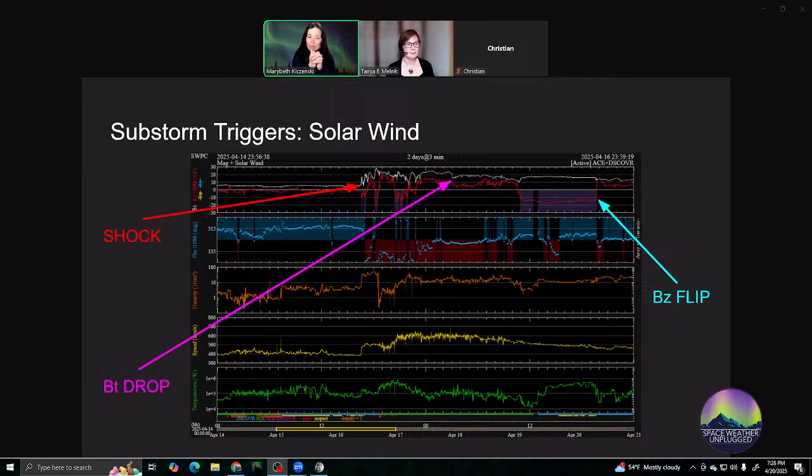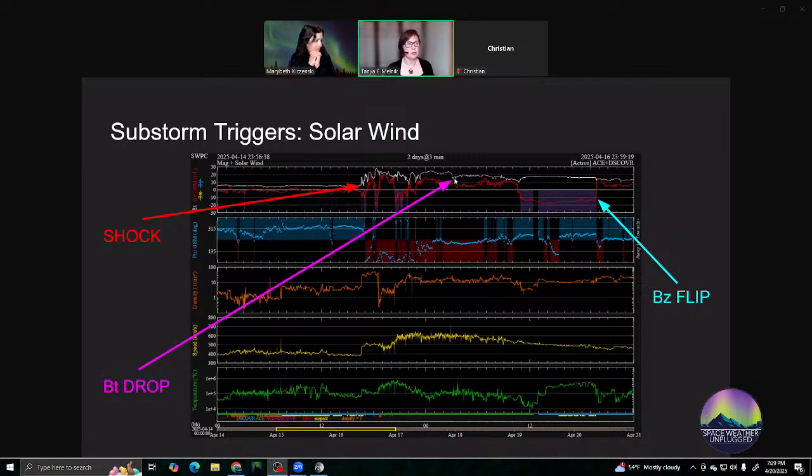But one that might not be so obvious is these beat drops in BT. That can trigger substorm activity too. And then, of course, the BZ flipping can do it as well. It does take some time for these things to propagate through. But when you look at the solar wind data, you can look for these little features, like, okay, something might be happening or will happen. And what is it, like 2 hours, give or take? Yeah, it's about 2 hours, so it's roughly 2 hours.